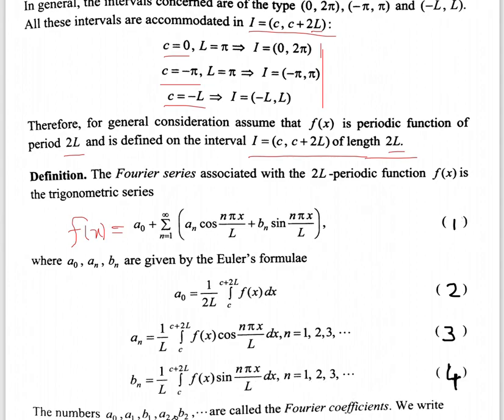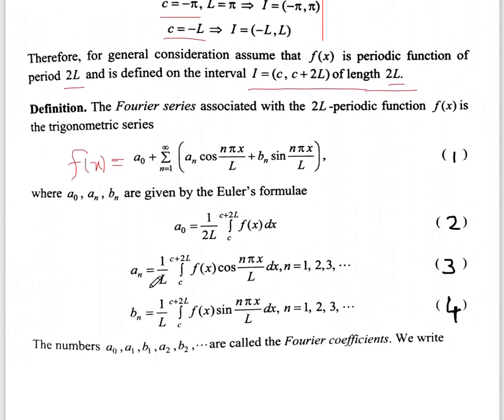So here the numbers a0, a1, a2, a3 and b1, b2, b3 are called the Fourier coefficients. Okay, so this is the definition of the Fourier series, and these are the Fourier coefficients. Generally we can say that the Fourier series contains trigonometric terms, that is cosine and sine, and this can be written as equation number 1.